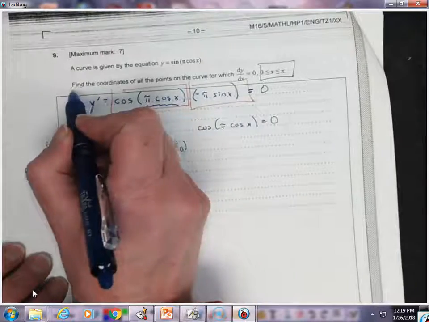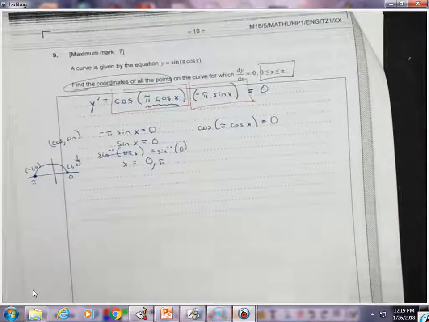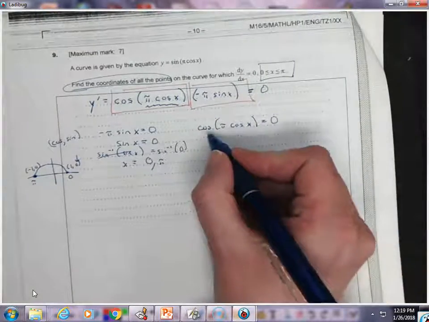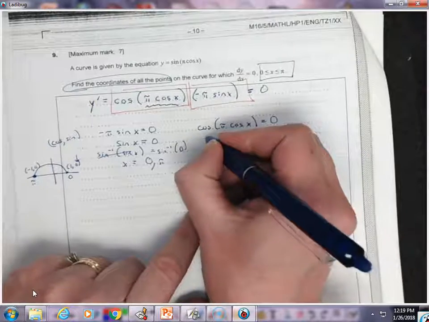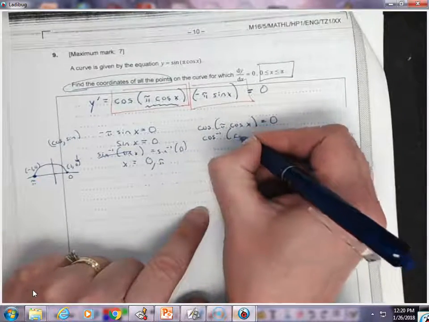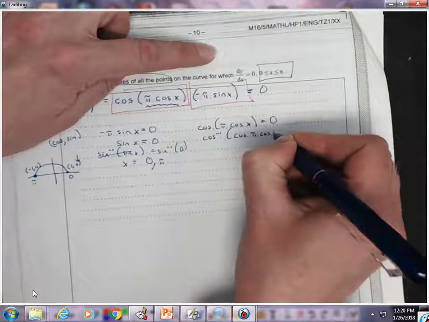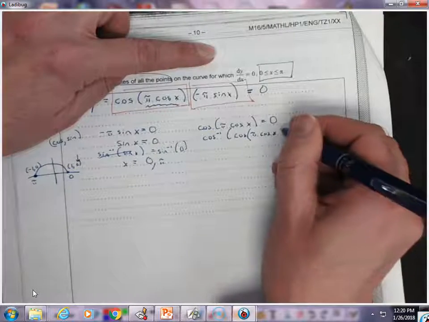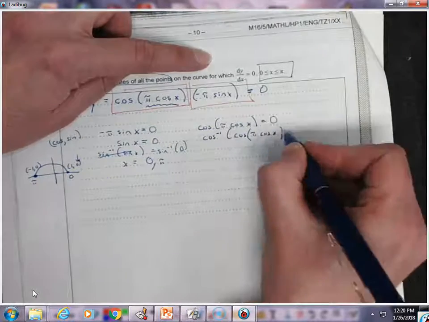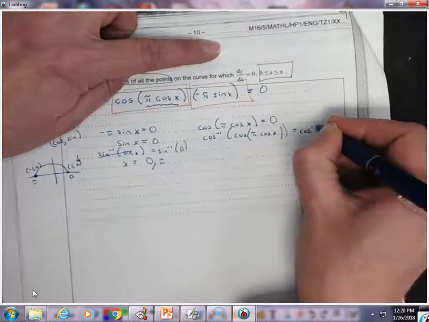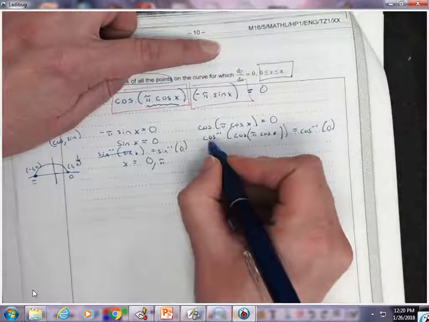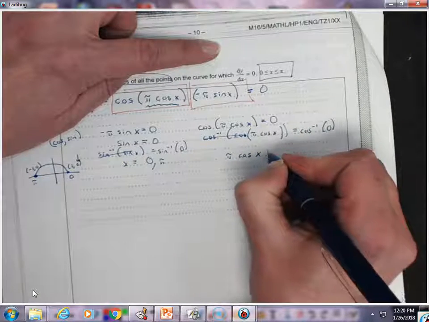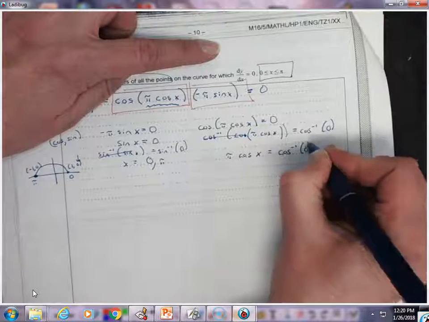Now be careful, they said the coordinates of all the points, so I'm going to need an x and a y value for those. I'll hit that up at the end. Okay, on this one, to solve it, I have the cosine of this quantity, so I'm going to need to take the inverse cosine of both sides. So the cosine inverse of this equals the cosine inverse of 0. So I have pi cosine x equals the inverse cosine of 0.